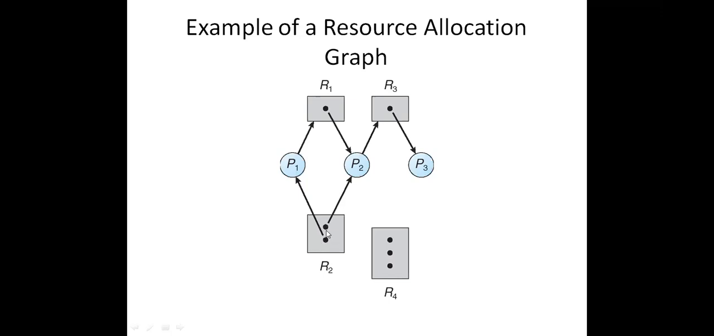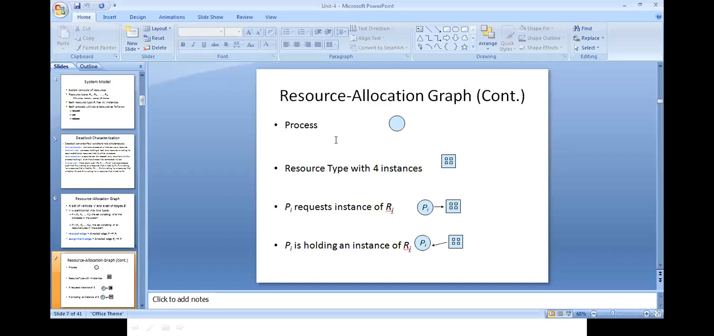And then here, observe there are two R2 type resources. One resource is allocated to P2 and one resource is allocated to P1. Is there any cycle in this particular graph? There is no cycle. Here, if you observe, is there any cycle? No. I will draw it for you.